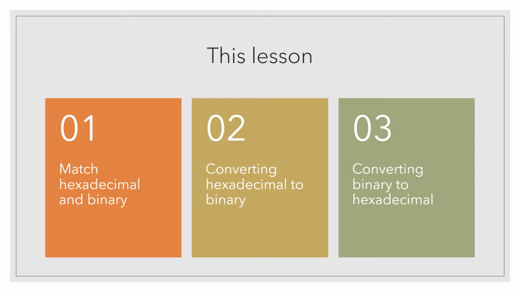It's actually really easy to convert between hexadecimal and binary because there's a good match between the digits of hexadecimal and the numbers represented by one group of 4 bits. So we'll look at that match and we'll quickly review how to convert hexadecimal to binary and binary to hexadecimal.